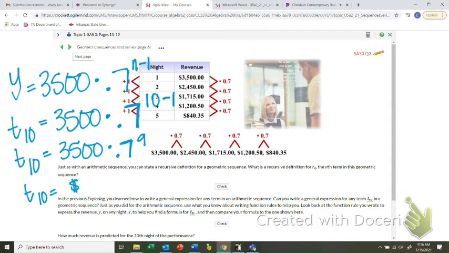Noelle, what did you get? 141 point a bunch of numbers. If we are dealing with money, how many decimal places do we need? We need 2. So it'll be 24, because that 7 makes it round up. Did everybody get 141.24? Good.